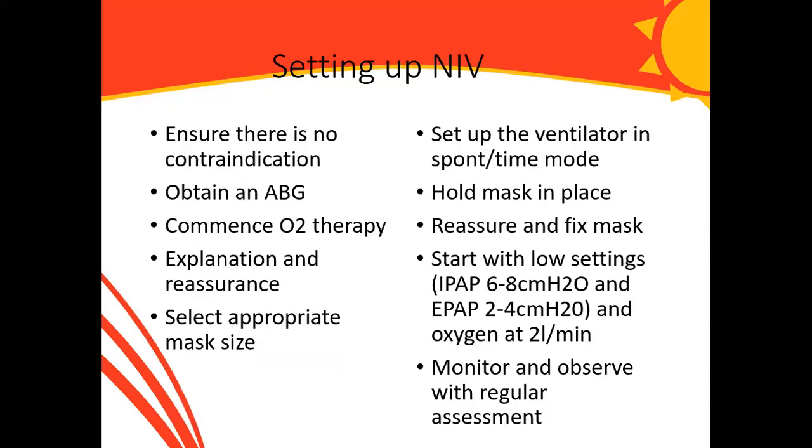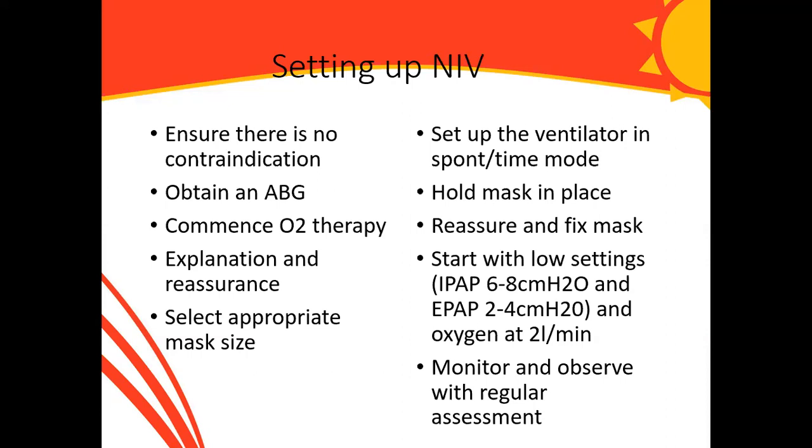Before you start, you want to ensure there are no contraindications, some of which I've mentioned. You want to obtain a baseline ABG and other results like your electrolytes. Then you commence oxygen therapy with this patient before you connect them to the CPAP or the BiPAP machine. You want to explain your procedure, which helps to reduce anxiety and helps the patient tolerate the machine. You want to select an appropriate mask size.